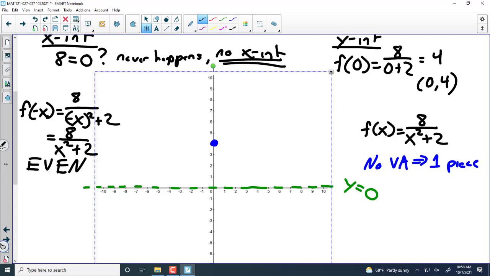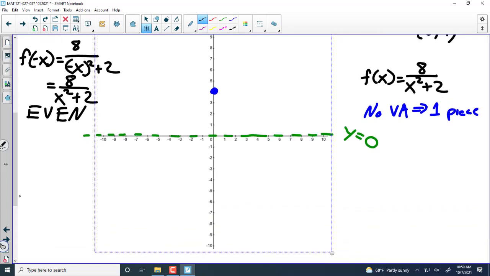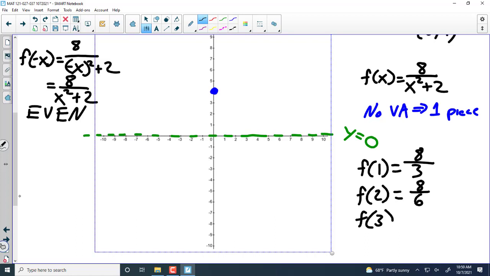Now, I know what's going to happen here, everyone. I'm going to have to plot some points. But here's the cool thing. If it's even, I only have to plot points on one side. Does everyone see that? Because I'll just get a mirror image on the other side. And it turns out, this is not the worst thing to plug numbers into. Because if I just start plugging in numbers, like 1, I'll get 8/3. If I plug in 2, I will get 8/6. If I plug in 3, I will get 8/11. If I plug in 4, I will get 8/18.